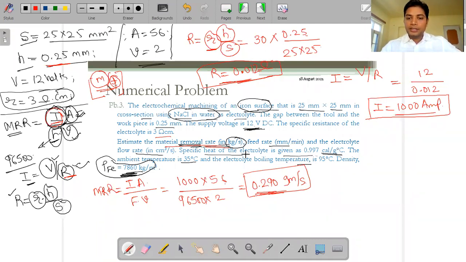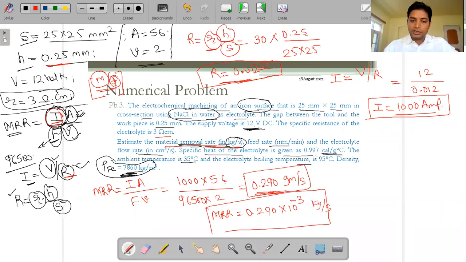Okay, guys, but this is not the answer. You have to calculate this material removal rate in kg per second. So what you have to do? Divide by 1000. Very good, Ibad. So material removal rate will be equal to 0.290 into 10 raised to power minus 3. Either you can divide it or simply multiply by 10 raised to power minus 3. So this will be the value in kg per second. Okay, guys, so this is the final answer.